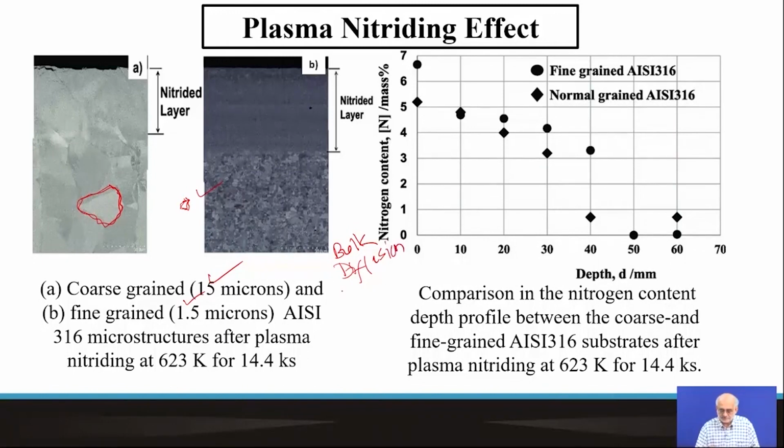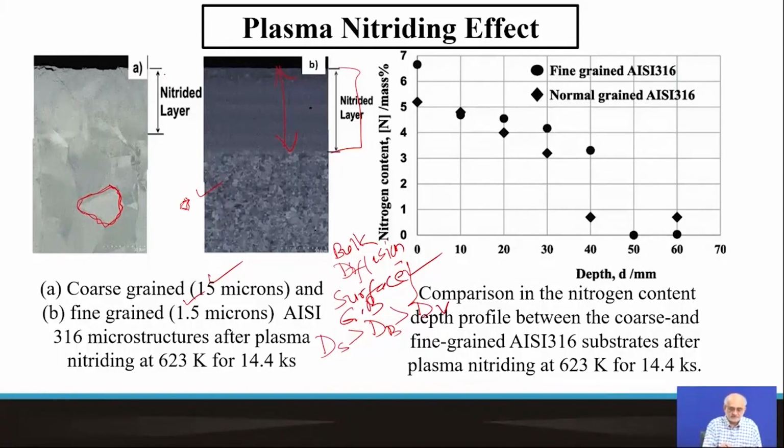So it can be bulk diffusion, or it can be surface diffusion, it can be grain boundary diffusion. In all these cases, surface diffusion is the fastest form of diffusion. Diffusion through the surface is faster than diffusion through the boundary, which is faster than diffusion through the volume or bulk. So if you create a small grain structure, what you expect is that in the process, the nitrided layer that you form will be fairly thicker than the nitride layer one could form with a coarse grain structure. And this is exactly what is seen here.